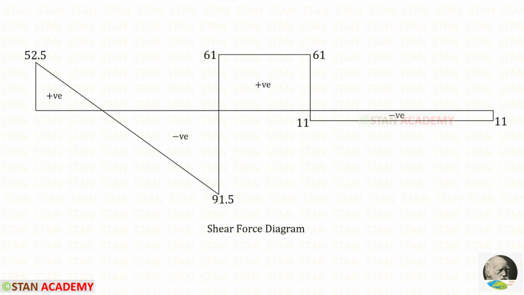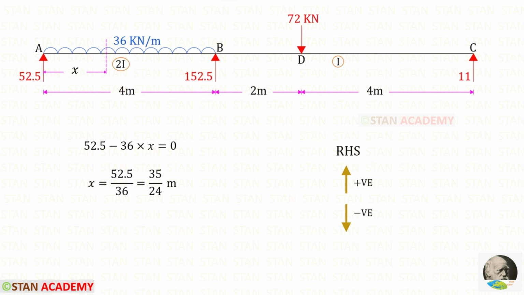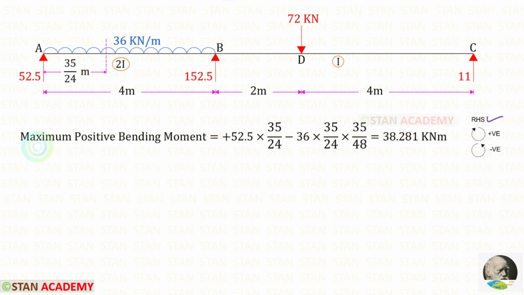Here you can see the shear force diagram. In this point, the shear force becomes 0. In this point, there will be maximum positive bending moment for AB. We can make a section in this point and find the distance. You can see that in that point, I have made a section at a distance of x from A. We know that in this section, the shear force is 0. Using right hand side rule, we can find the shear force. For x, we will get this. Now using the right hand side rule, we can find the maximum positive bending moment.